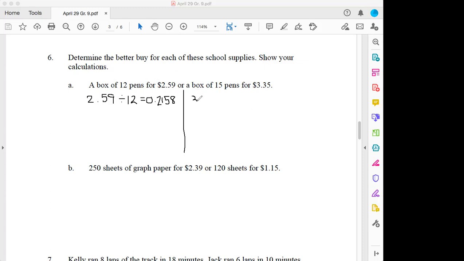So for the next one, we've got $3.35 for 15 pens. So you're going to do $3.35 divided by 15, which is going to give you 0.223. Okay, so as you can see, if we were to have rounded this, it would have given us 22 cents, and this one gave us 22 cents as well. So in reality, the one that's cheapest would be this one. This one is our cheapest for 1 pen.